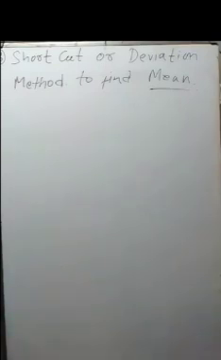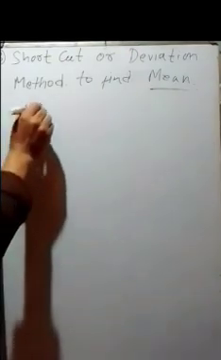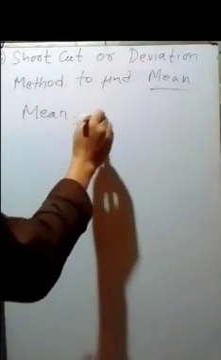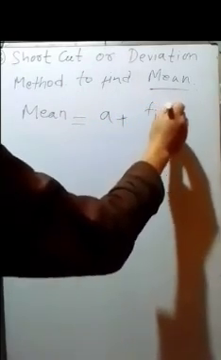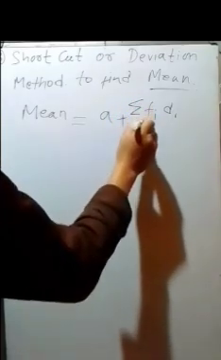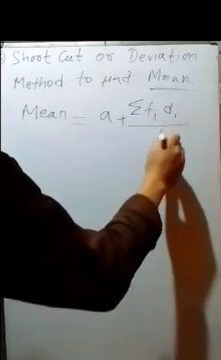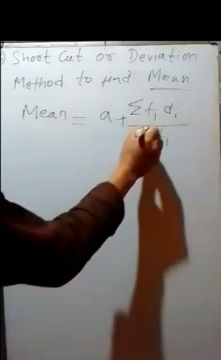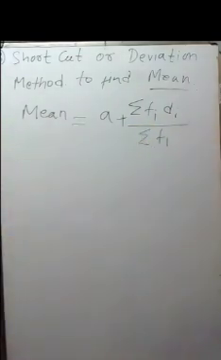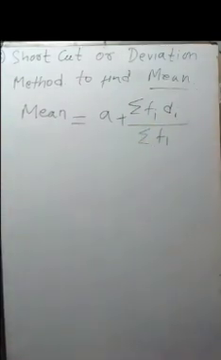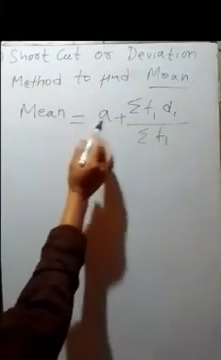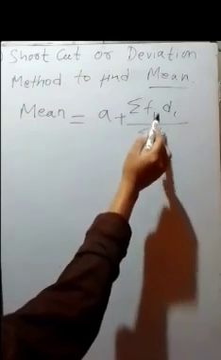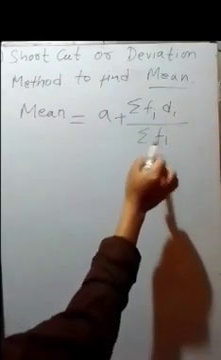For example, before giving the example, first let's see the formula. Mean equal to a plus sum of fi di, here is sigma, this is sum, divided by sum of fi. This is called the formula. Clear? First, know the formula: mean equal to a plus sum of fi di divided by sum of fi.